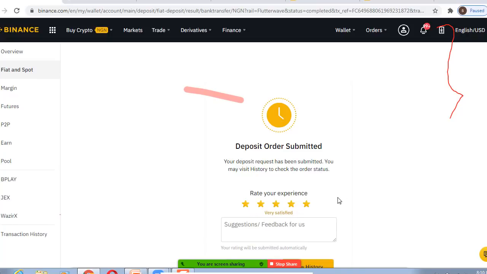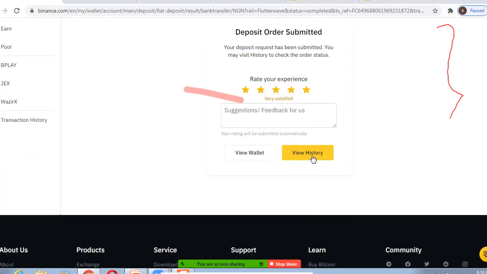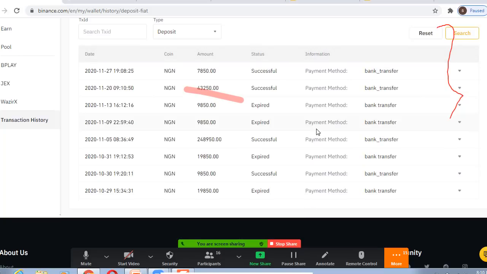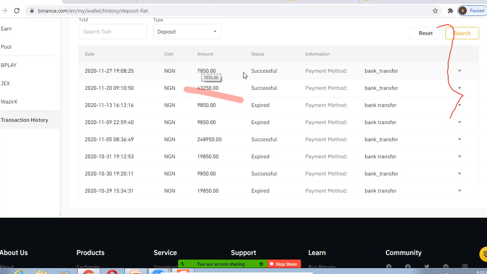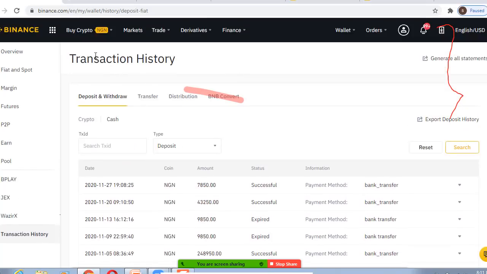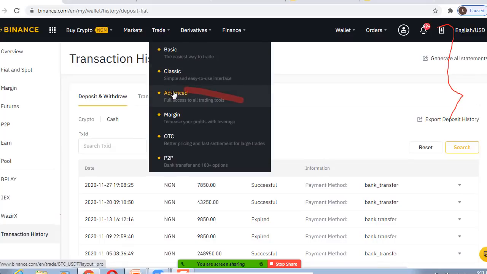So let me give them a good review. Please. Okay, as you can see here, 7,850 successful. I have successfully deposited my naira into my account. So what do you do with the naira? You go back to your trades, go to advance.